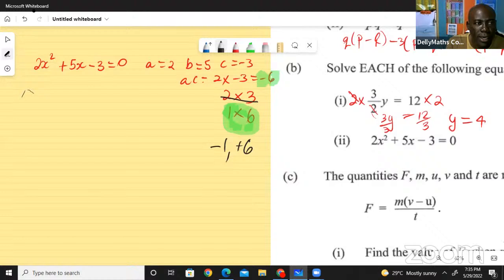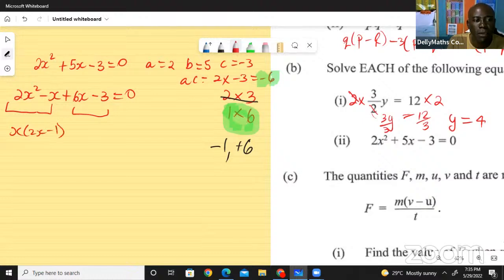So let's put them in. We're looking at 2x squared minus x plus 6x minus 3 equals 0. Factorize these, factorize these. I'm getting x(2x - 1), and I'm getting +3(2x - 1) equals 0. So I have (2x - 1)(x + 3) = 0.